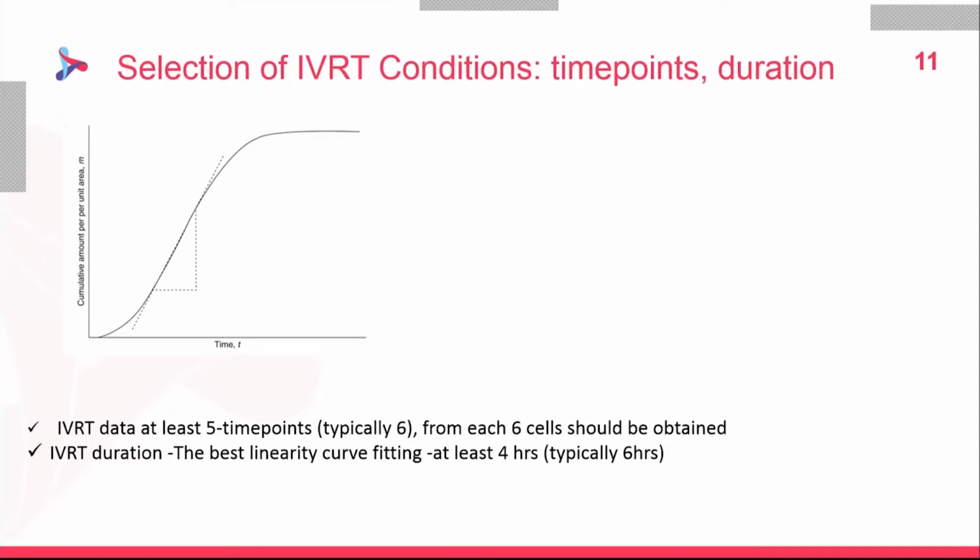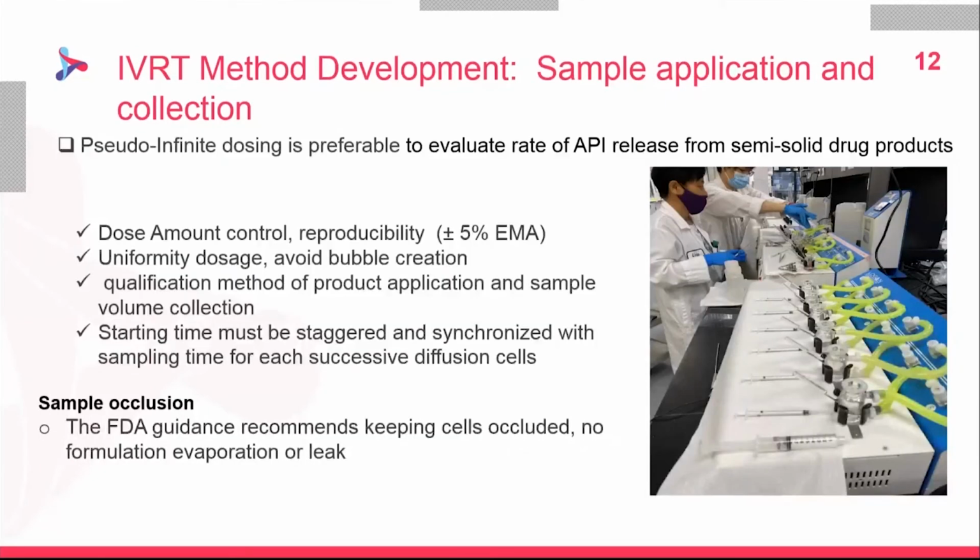So if the slope does not deviate from linearity, then limiting the method by the amount of API release, let's say by 30% or less, I think makes no sense. It is important for the applied dose amount to be accurately dosed. Reproducibility plus or minus 5% EMA has already proposed in the guidance. Quite tight, but it is important for mass balance dose depletion calculation.